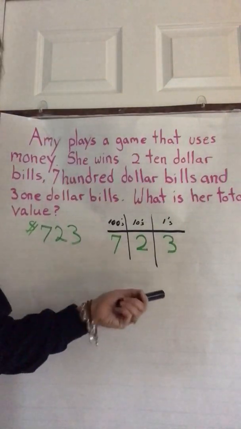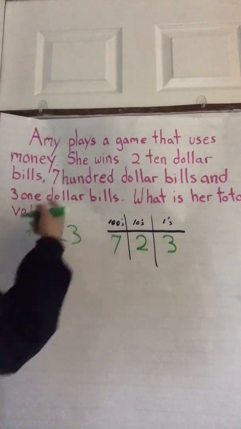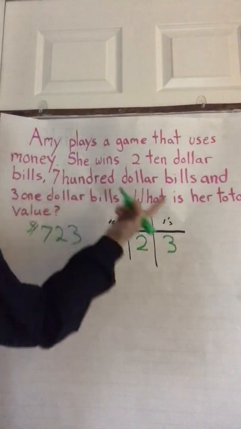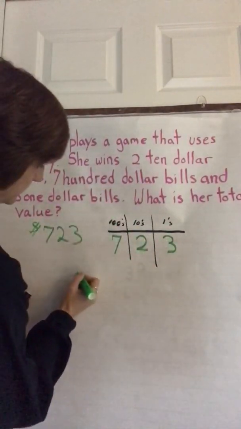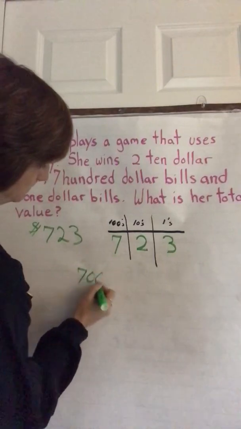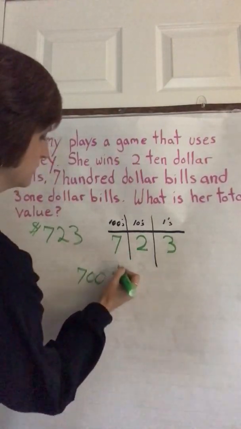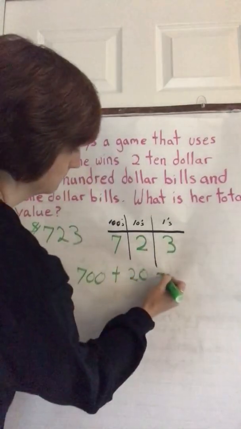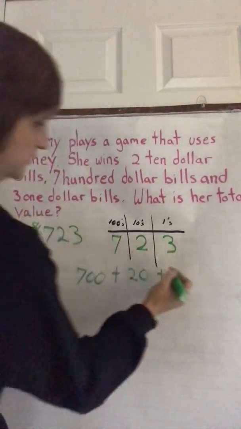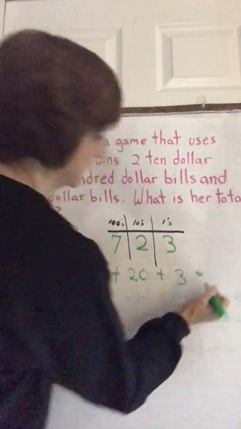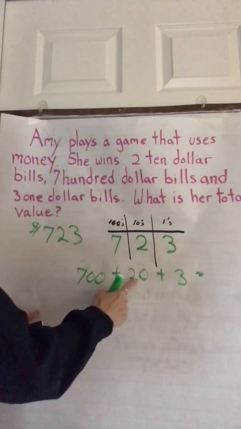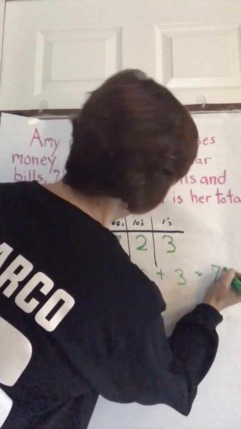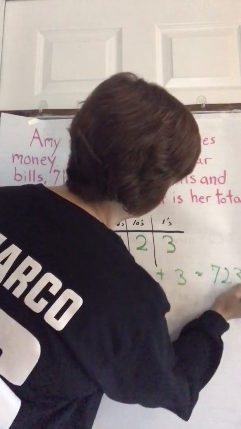I could have also done expanded notation. I could have looked, because I know my hundreds comes first, and I could have said, okay, 700 plus my 2 and the 10, so it's 20, plus my 3 and the 1s. And then again, add 700, 20 to 3, comes out with the same number, the same value.